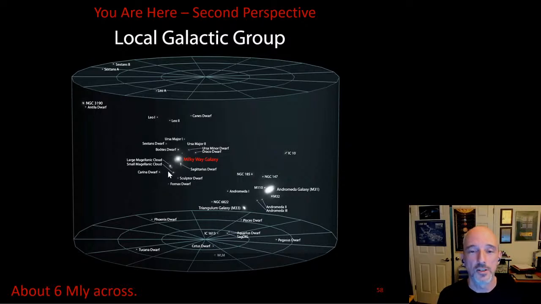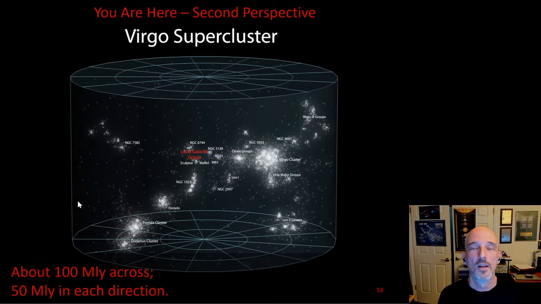So you can see a whole bunch of cool objects. But the nearest large galaxy is the Andromeda galaxy, about 2.5 million light years away. And this whole space that's represented here is about 6 million light years across. Then we have something we call the Virgo supercluster. On the prior slide with our immediate group, this is just a collection of other clusters, and this structure is about 50 million light years in each direction, or 100 million light years across.